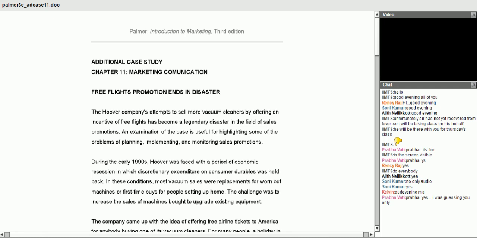So the focus of the case study is on marketing communication. It's about how the communication should be placed for an effective marketing success. Alright, so it's free flights promotion ends in disaster. So the Hoover company's attempt to sell more vacuum cleaners by offering an incentive of free flights has become a legendary disaster in the field of sales promotions.